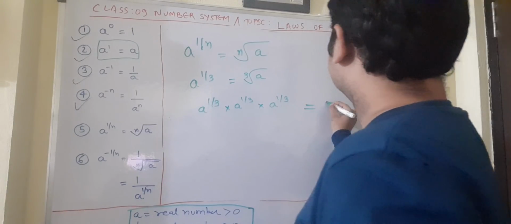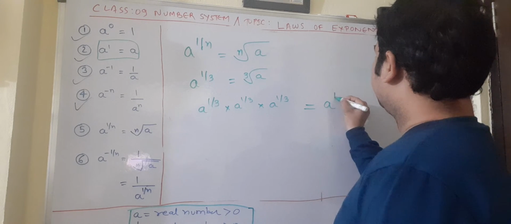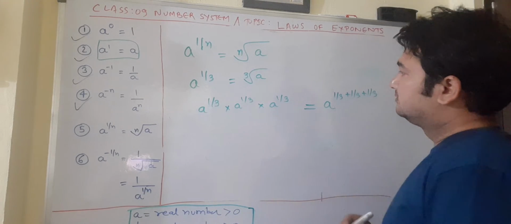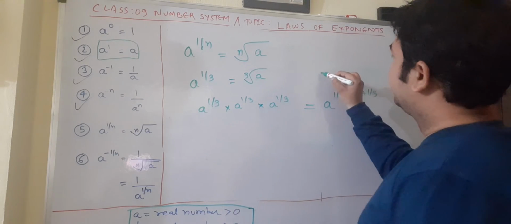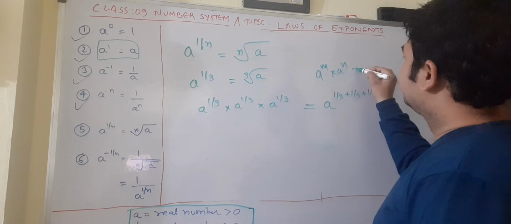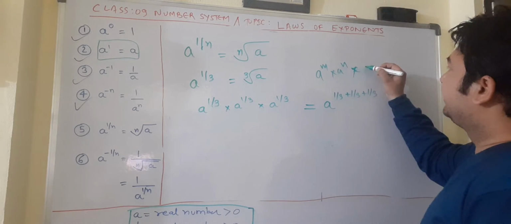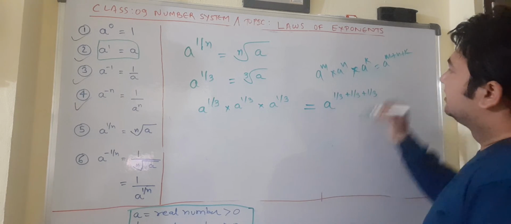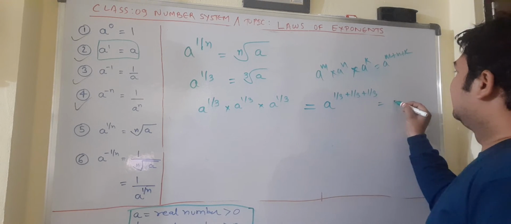What do we get? A raised to the power 1 by 3 plus 1 by 3 plus 1 by 3, from the laws of exponents, because you have already stated that if it is a to the power m into a to the power n, it becomes a to the power m plus n. The powers get added. If it is a to the power m into a to the power n into a to the power k, it will become a to the power m plus n plus k. So here we have a raised to the power 1 by 3 plus 1 by 3 plus 1 by 3, it is a.